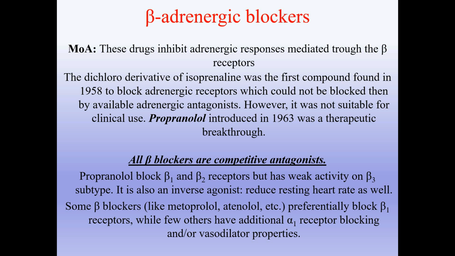Propranolol blocks beta-1 and beta-2 receptors, but has a weak activity on beta-3 subtype. It is also an inverse agonist, reducing resting heart rate as well. Some beta blockers like metoprolol and atenolol preferentially block beta-1 receptors, while a few others have additional alpha-1 receptor blocking and/or vasodilator properties.